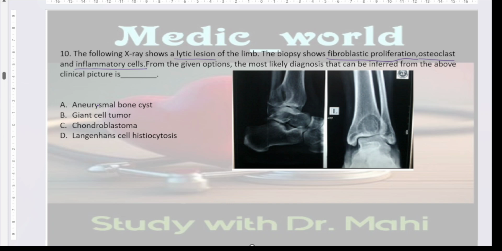The provided X-ray reveals the lytic lesion in the epiphysis of distal tibia, and the biopsy, which shows osteoclast cells, suggests the diagnosis of giant cell tumor. So the answer to this question is option B, that is giant cell tumor.